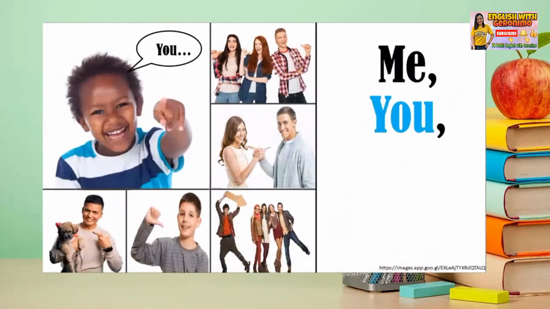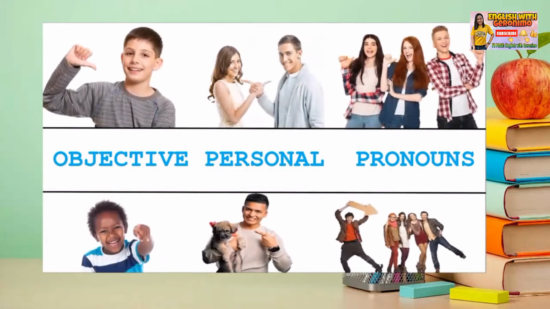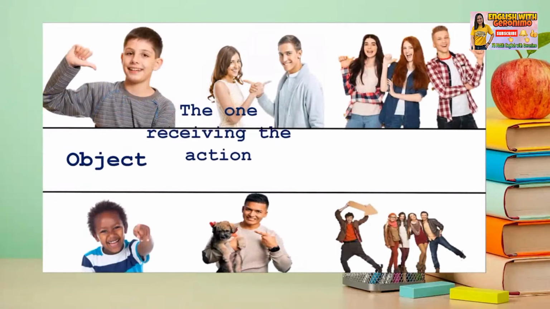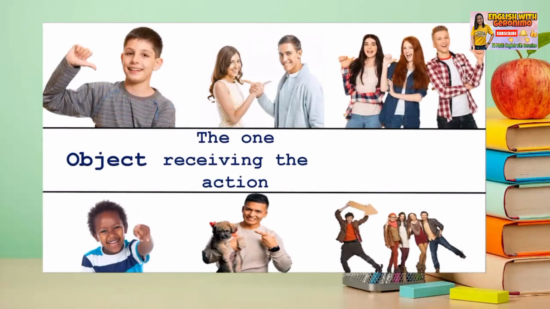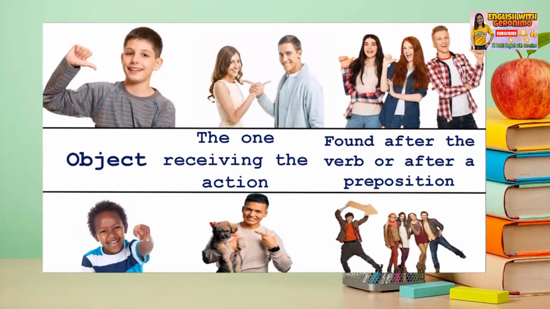Pronouns like me, you, him, her, it, us, and them are examples of objective personal pronouns used as an object in the sentences, or in other words, the ones receiving the action. They are usually found after the action or verb or after preposition.